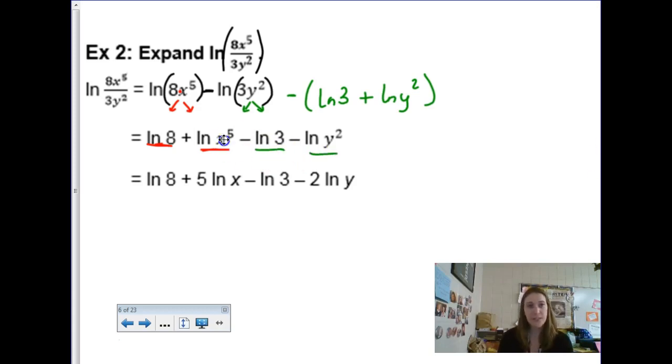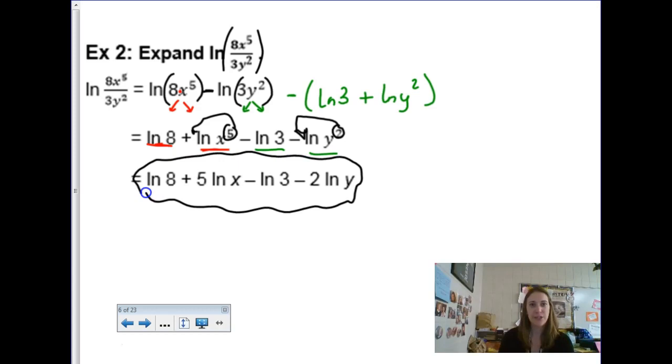And then finally, we're totally expanded only when all the exponents come down in front of their logarithms. So they rewrote this exponent and this exponent down in front of their logarithm. Whoop, got a little crazy there. And then this is their final answer for the complete expansion of that logarithm.